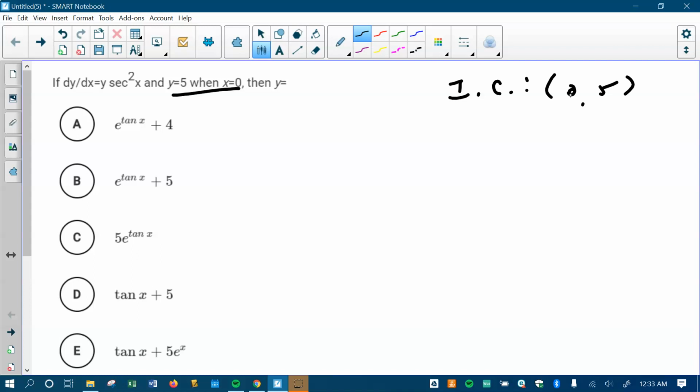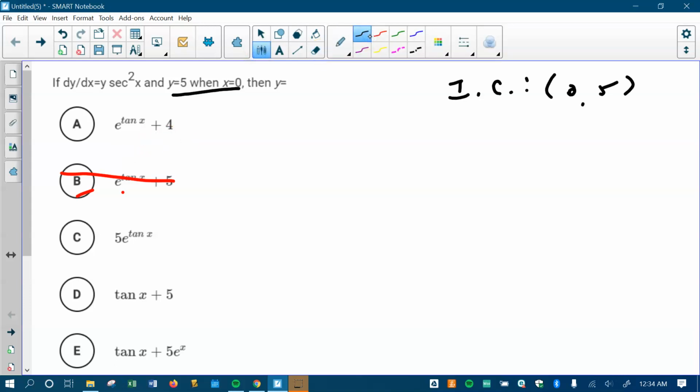The first thing I do is test the initial condition on each of these choices and see if I actually get 5 out of any of them. For instance, when x equals 0 here, do I get 5? Tangent of 0 is 0, e to the 0 is 1, so I do get 5 out. However, in choice B, tangent of 0 is 0, e to the 0 is 1, 1 plus 5 is 6, so B is out. I always use the initial condition just to test and see what's going on. I looked ahead for you, and everything else will yield 5, so only one of those was false for that initial condition.